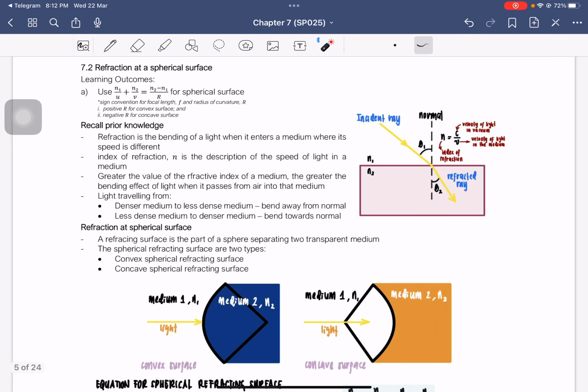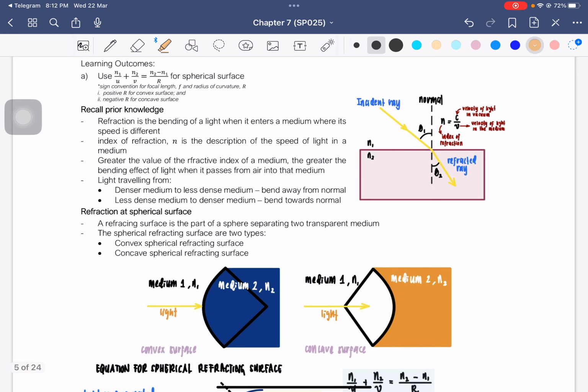Okay, so let's recall our prior knowledge. We know that refraction is the bending of light. Instead of reflection just now, now it bends. So this is the bending of light when it enters a medium where the speed is different.